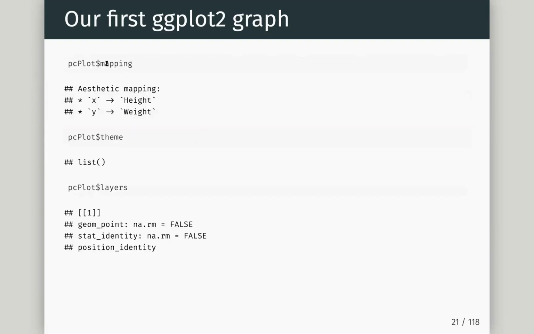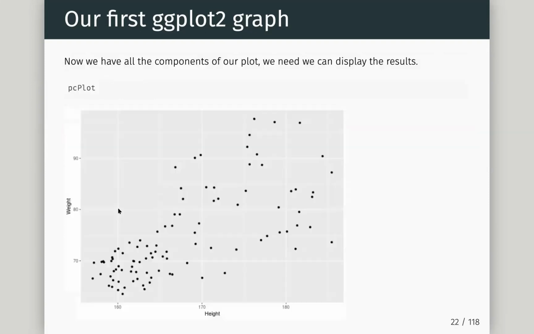Okay, so I can now look at this, and I've got mapping. I would have data. I don't think I'm going to show it. But if I look in the layers now, it's telling me I have a geom point. I'm ready for a plot. And if I just type in the plot to my console, it's now going to just produce that plot on the left.